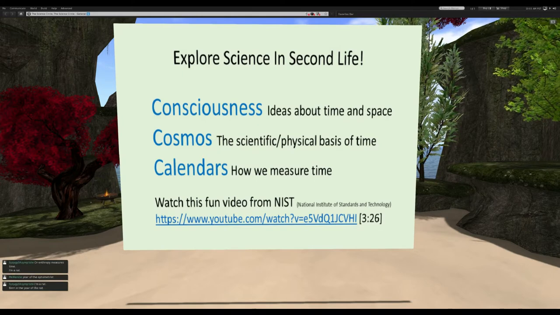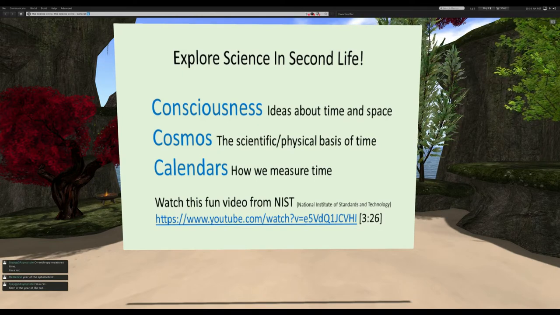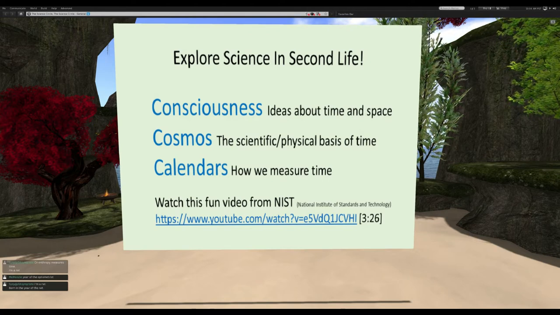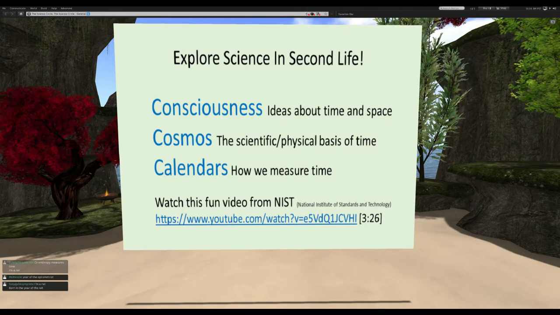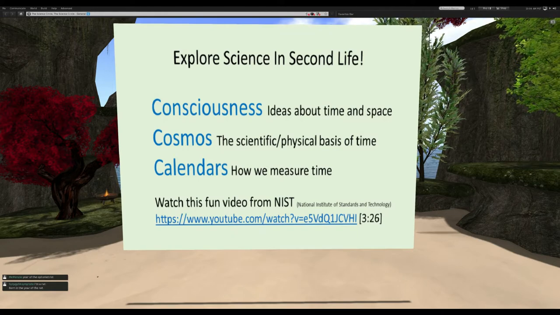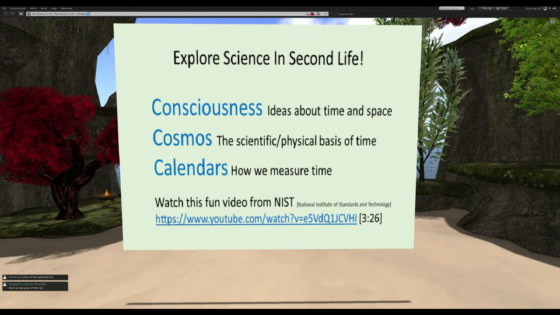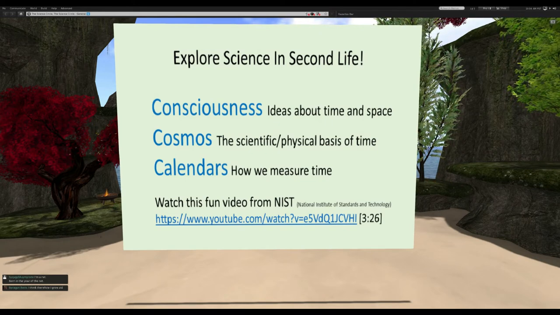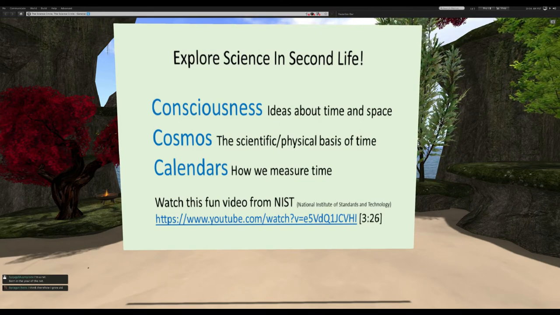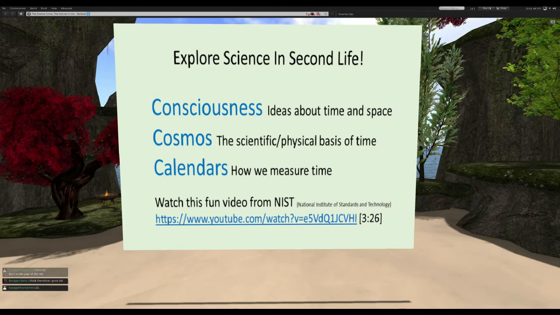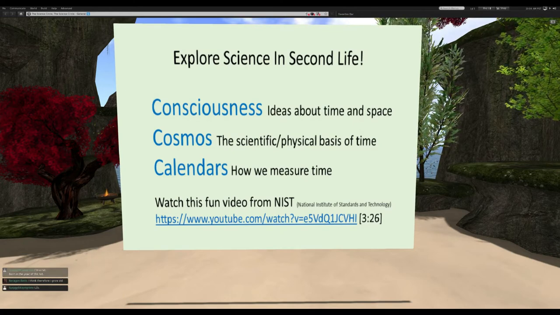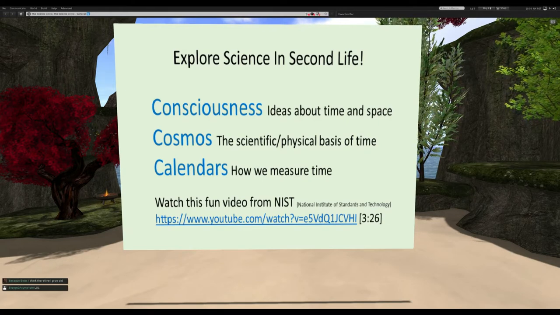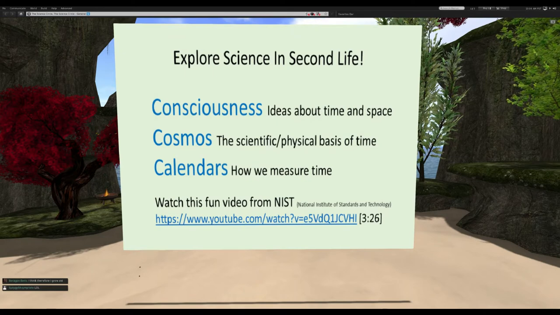This isn't a comprehensive exploration of time. That would take a lot more than an hour, but I'd like to explore three areas: how we think of time and space, the physical scientific basis of time, in other words how we reference time, and then how we measure it. In other words, it's an abstraction of the notion of time beyond the physical references. If you're lucky, as I tell people, you grow old.